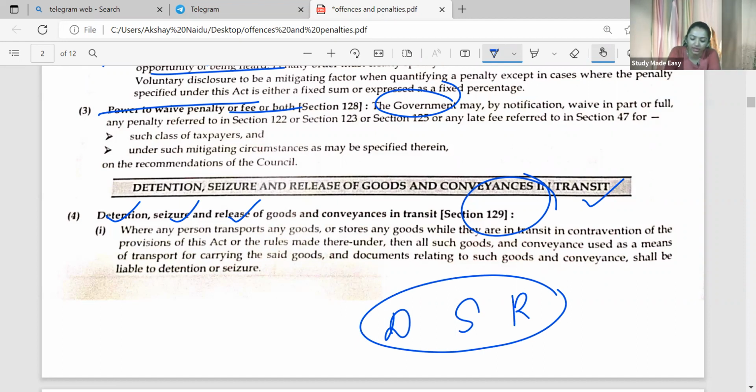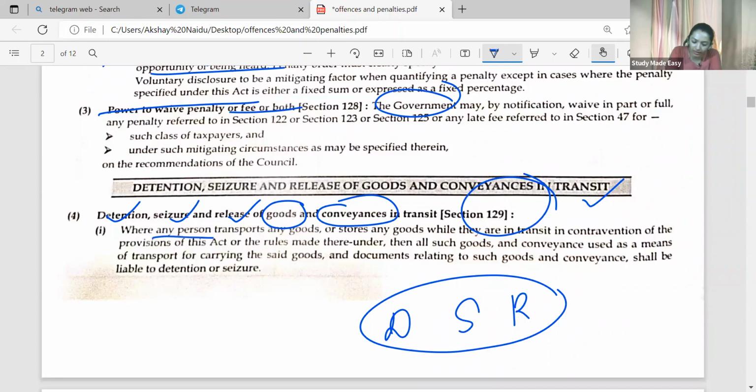So detention, seizure of the goods, release of the goods, as well as the conveyances you are using for the transit of those goods. Truck I am using for transportation of goods that are liable to confiscation. The goods will also be seized, as well as the truck will also be seized. So conveyances used for transit.